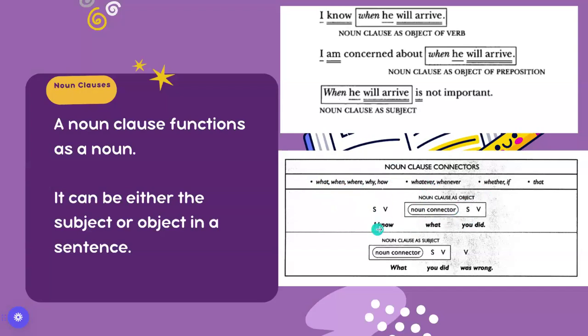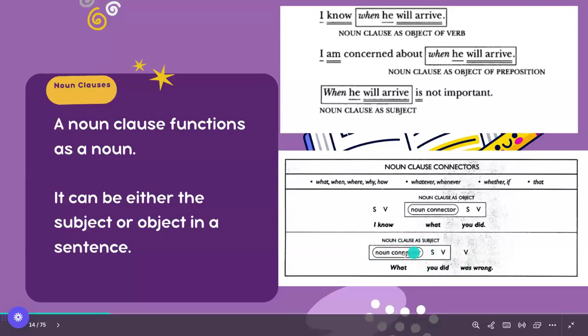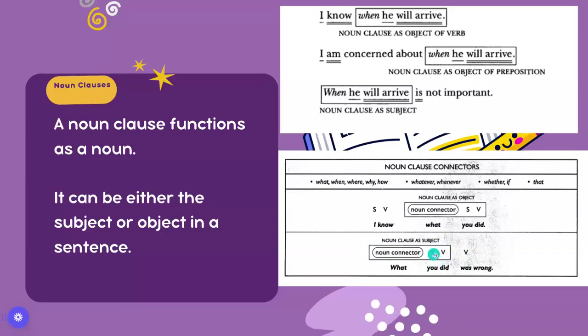I know what you did. What do you know? Well, what you did. Or we can have the noun clause as a subject. What you did was wrong. I have what was wrong and you did. I have complete clauses, subject and verb, and subject and verb as a noun clause.